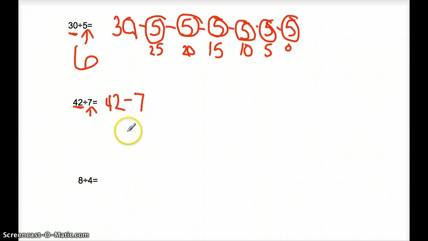So 42 minus 7. Ooh boy, am I going to be able to count backwards on this? Let's see. 42. I'm not going to count that one. 41, 40, 39, 38, 37, 36, 35. Minus 7. 34, 33, 32, 31, 30, 29, 28. Minus 7. 27, 26, 25, 24, 23, 22, 21.